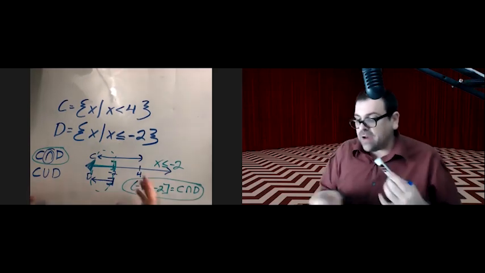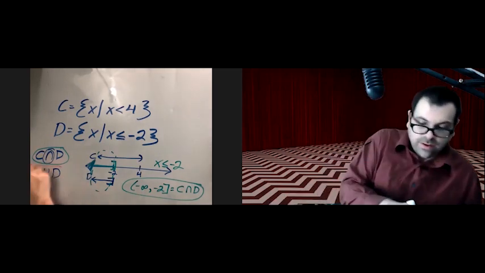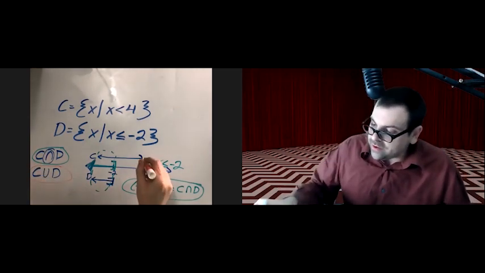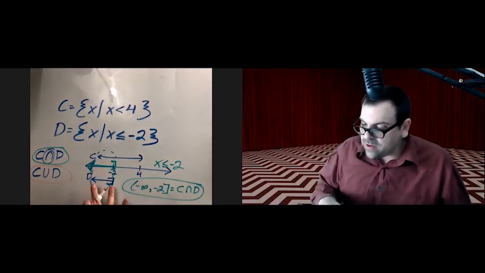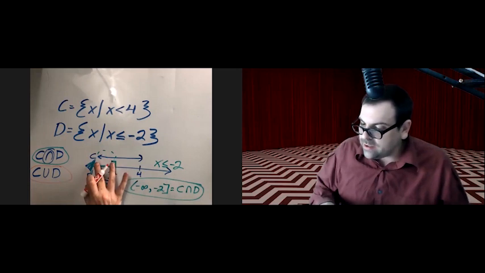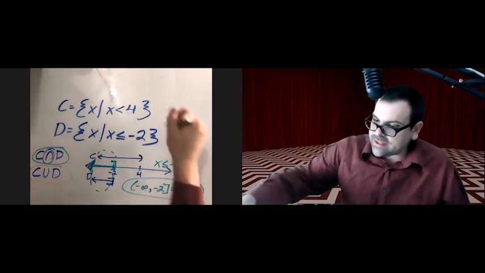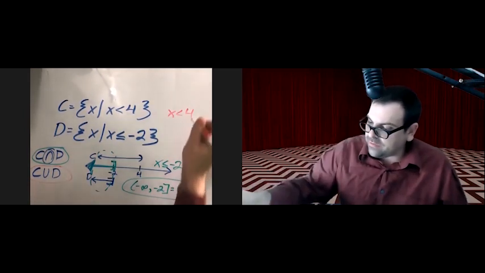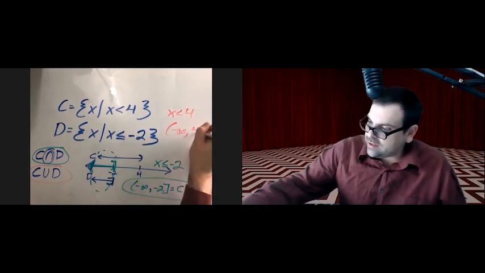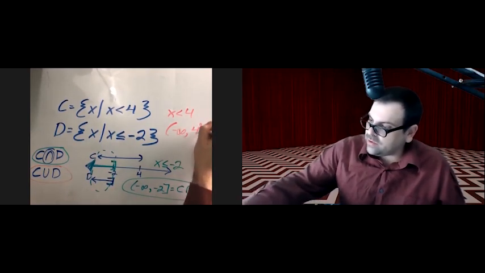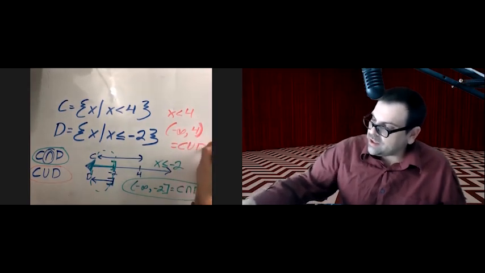C union D, that would be both together. I'm going to circle this in red. Both together, that's all of it. And this right here, D, that's already a part of C. So C itself, x less than 4, or negative infinity to 4, but not including the 4, would be equal to C union D here.